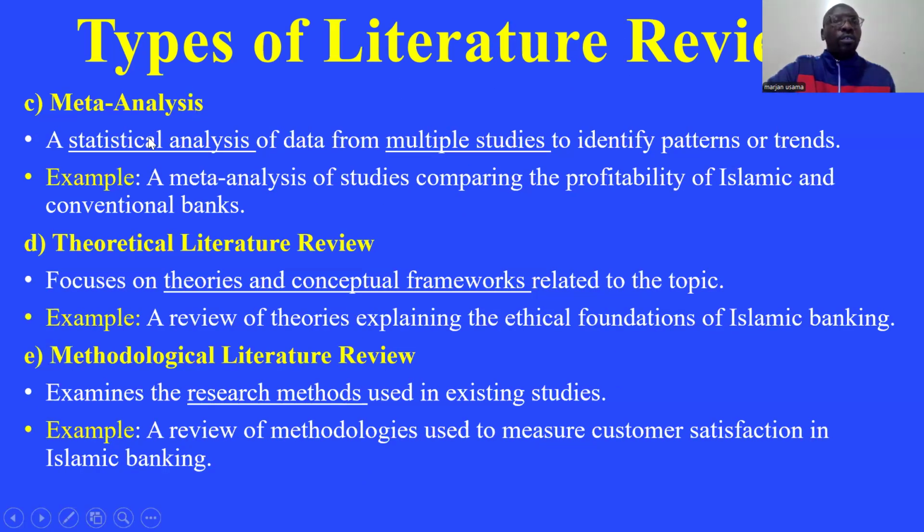Now, number three, there is what is known as meta-analysis review, literature review. So this is a statistical analysis of data from multiple studies to identify what? So the main objective of this literature review is to identify if there is any pattern or a trend. So for example, a meta-analysis of studies comparing the profitability of Islamic and conventional banks. So here you basically want to identify, is there a trend?